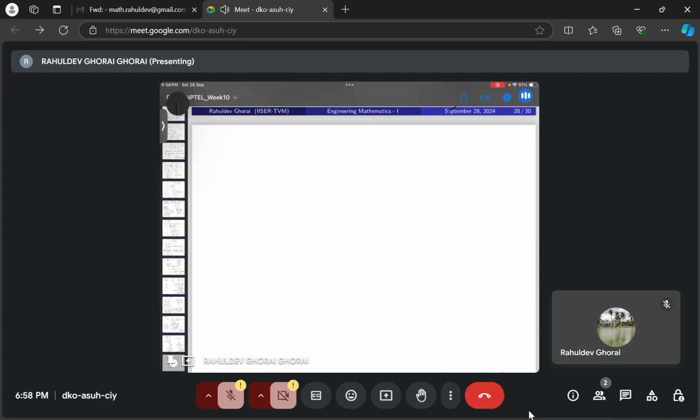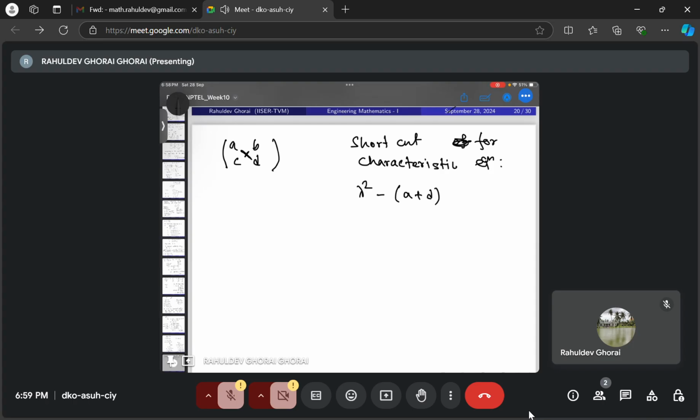A good trick to find the characteristic equation for a 2 by 2 matrix, which won't be true for a 3 by 3 matrix but will be true for a 2 by 2 matrix, is this shortcut: you take lambda square minus (a plus d) times lambda, plus (ad minus bc). This is the determinant of the matrix.